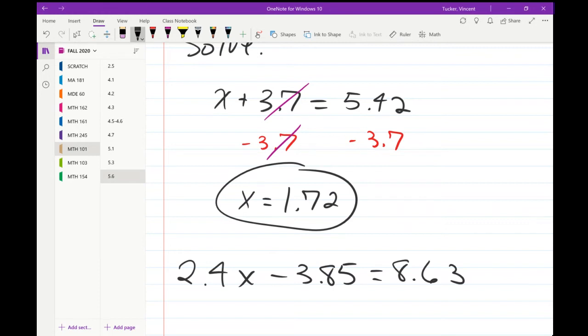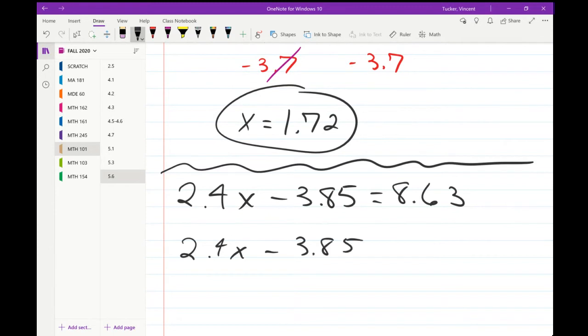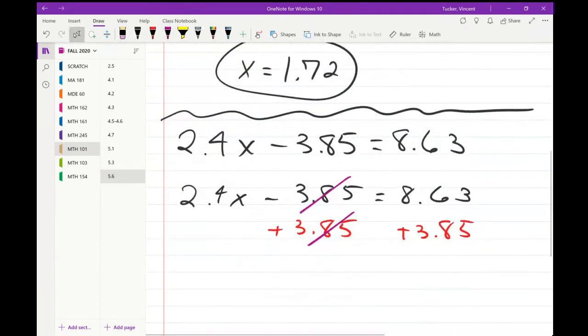All right, so if I have 2.4x minus 3.85 equal to 8.63, I would look to move the 3.85 first. So I will add 3.85 to both sides, so that 3.85 will cancel on the left, leaving me with just 2.4x.